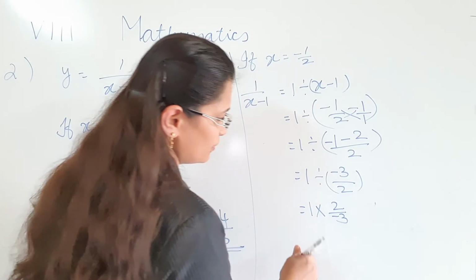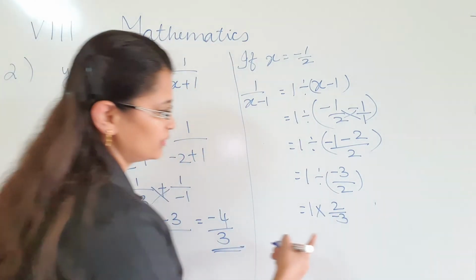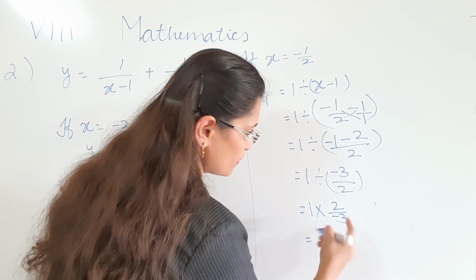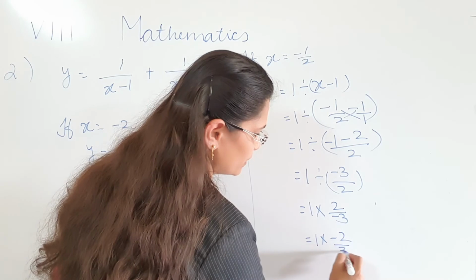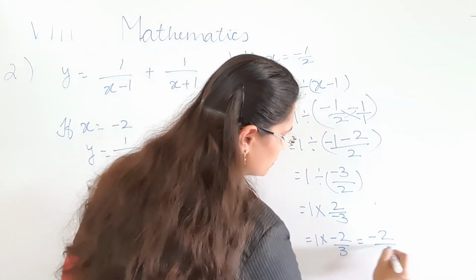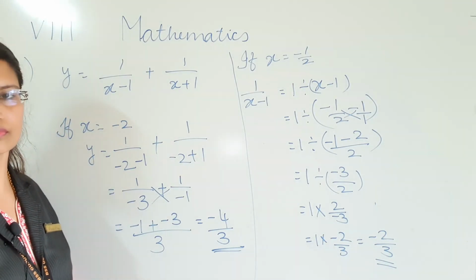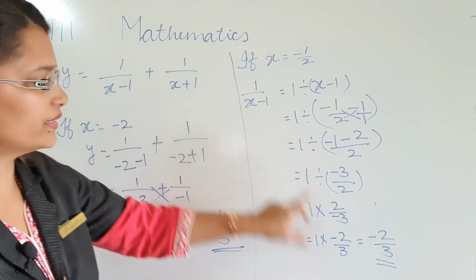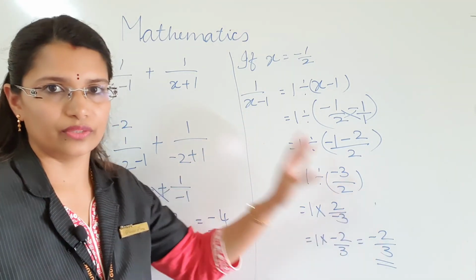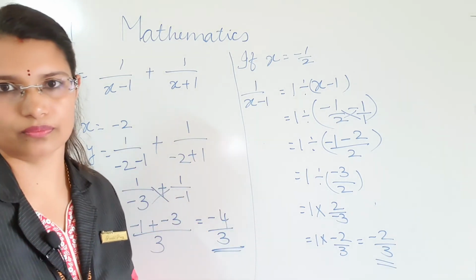We cannot write a negative denominator, right. So, we are taking the minus into the numerator, that is 1 into minus 2 by 3 is equal to minus 2 by 3. Here only one part, 1 by x minus 1, is done. We need to find out 1 by x plus 1 also.